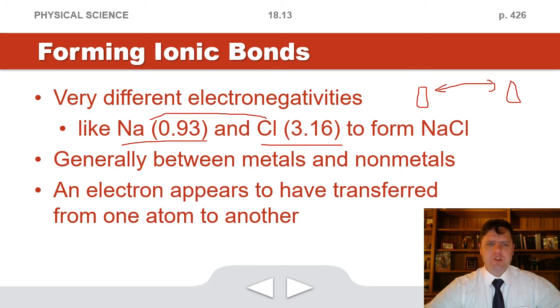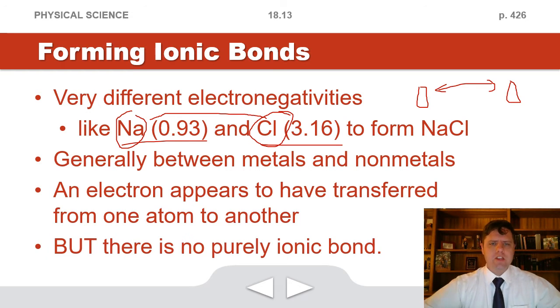An electron appears to have transferred from one atom to the other, and the reason why is because, in this case, chlorine wants the electron so much more than sodium does. Sodium is willing to give it up. Chlorine really does want it, and so it's a lot less sharing going on here, but there is no such thing as a purely ionic bond.